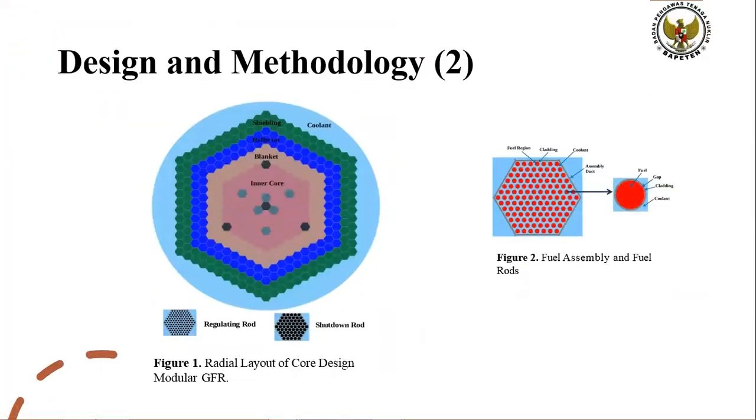Design and methodology. Figure 1 presents the radial layout of the core design of gas-cooled fast reactor, and Figure 2 shows the modeling of fuel rod and fuel assembly in XY view. Both figures were generated by a MATLAB Python model. The core configuration has 6 regulating control assemblies, 3 shutdown assemblies, and blanket, inner core, and shielding.